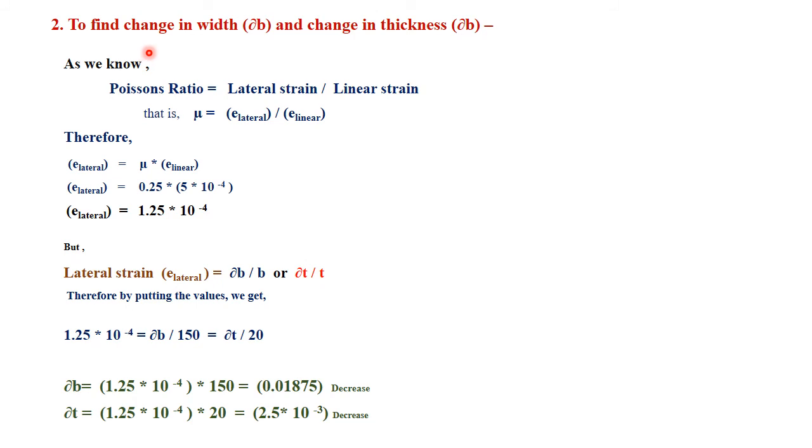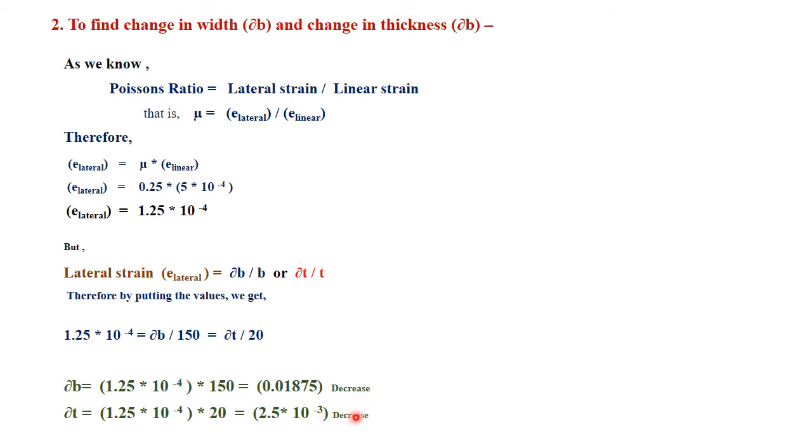Now the next step is to find the change in width and change in thickness. As we know, Poisson's ratio is equal to lateral strain upon linear strain. Therefore, mu is equal to E lateral upon E linear. Putting the values of mu and E linear, we get E lateral equal to 1.25 into 10 raised to minus 4. As we know, the lateral strain is equal to delta B upon B or delta T upon T. Therefore, by putting the values, we get delta B equal to 0.01875 and delta T equal to 2.5 into 10 raised to minus 3.